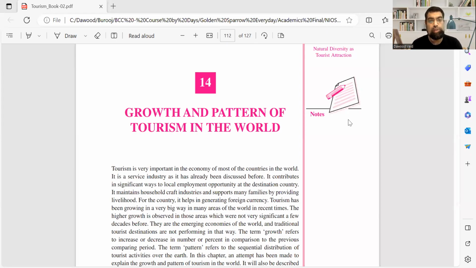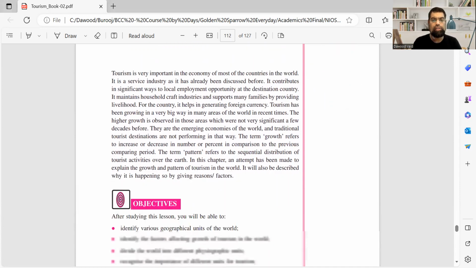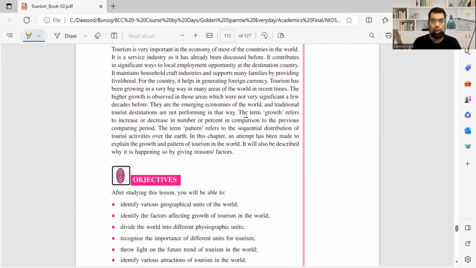Chapter number 14 of tourism. It's a continuation of the previous chapter number 13, growth and pattern of tourism in the world. Now, we quickly have to define two things, the word growth, which refers to increase or decrease in the numbers or percentage of the tourists compared to the previous year or the previous season.